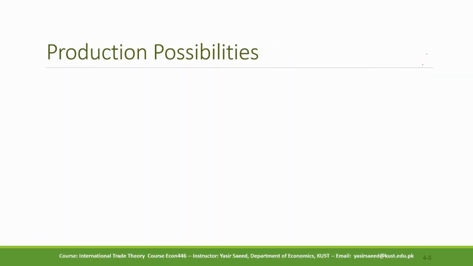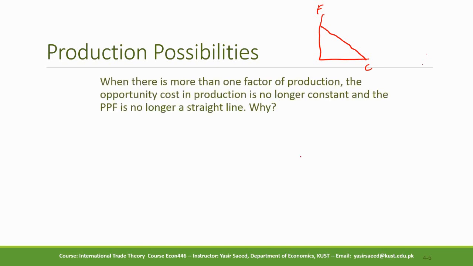The production possibility frontier in our previous model was a straight line. For example, we had two goods, one we call clothes and the other we call food. The PPF was a straight line sloping downward. But now the production possibility frontier will not be a straight line, rather it will be a curved one. It will be curving towards the outside. So what is the basic reason for that?